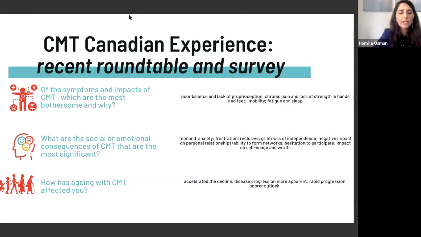We were also curious to learn more about how aging with CMT has affected you. Anecdotally, we hear that, as I've been aging, I wonder if the changes with my body are because of my age, or is it because of CMT, or both? And when you responded to the survey, what we heard is aging accelerated the decline. Disease progression became more apparent. There was a more rapid progression of symptoms, and a poor outlook was perceived.